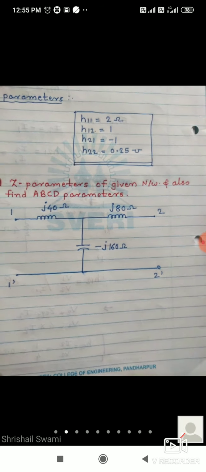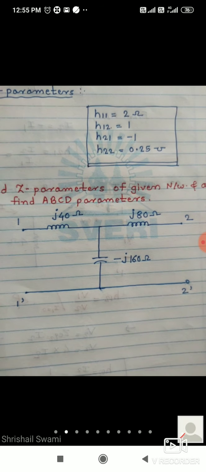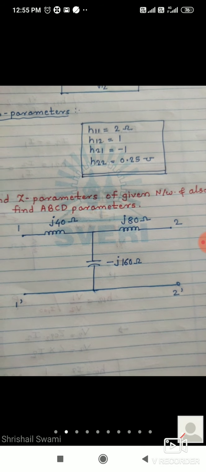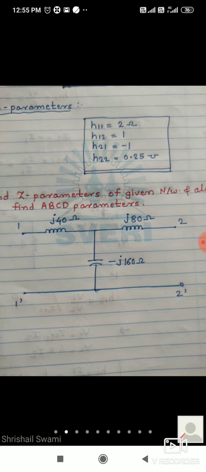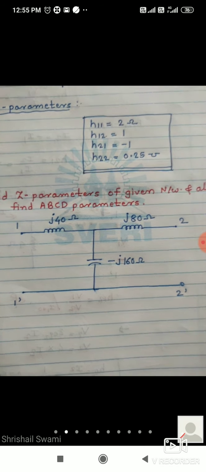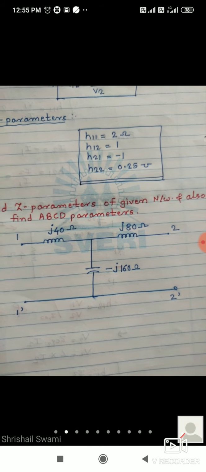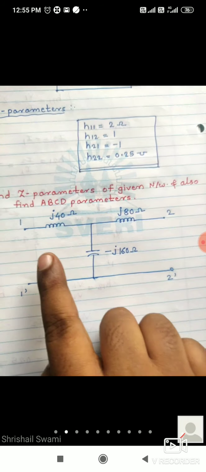So how to find out now? Anyone? How to solve this problem? Whether we have to use the conventional method or we can use a different one. Conventional method means write down the equation of a Z parameter, then use the condition I2 equal to 0, I1 equal to 0 and find out the parameters. This is called the conventional method. So here, if you are observing the network, what is its structure?